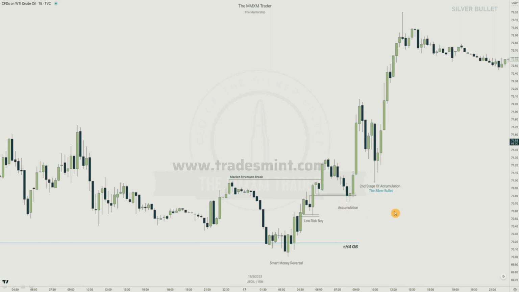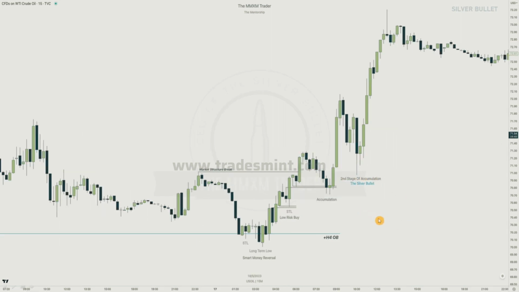Because the silver bullet is the second stage of accumulation, and now we're anticipating this low to be the intermediate term low. So our silver bullet setup will be a short-term low to the right of it, right? And we need to wait for it to decline into discount and use a fair value gap as an entry.